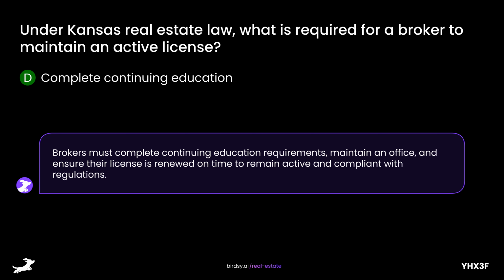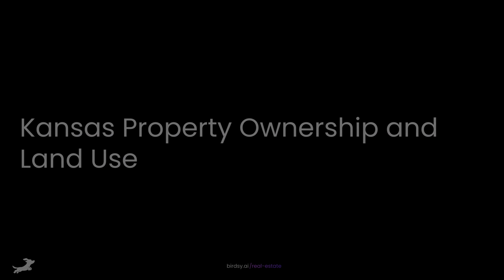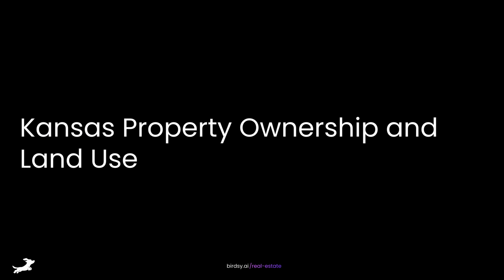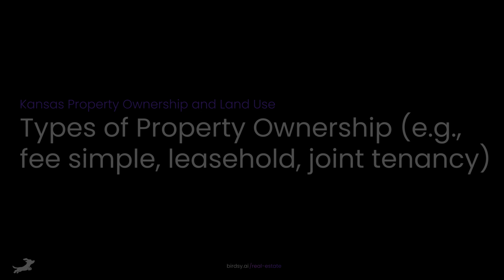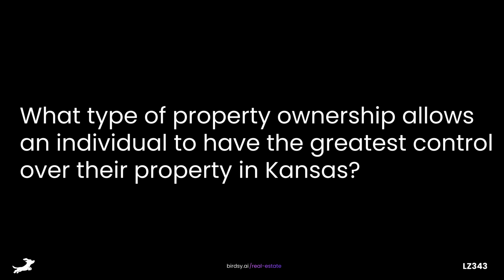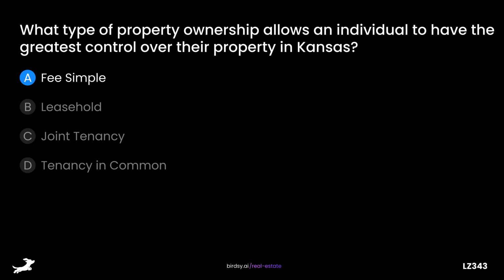Let's test your knowledge of Kansas property ownership and land use. Types of property ownership, e.g., fee simple, leasehold, joint tenancy. What type of property ownership allows an individual to have the greatest control over their property in Kansas? Is it A, fee simple, B, leasehold, C, joint tenancy, or D, tenancy in common?